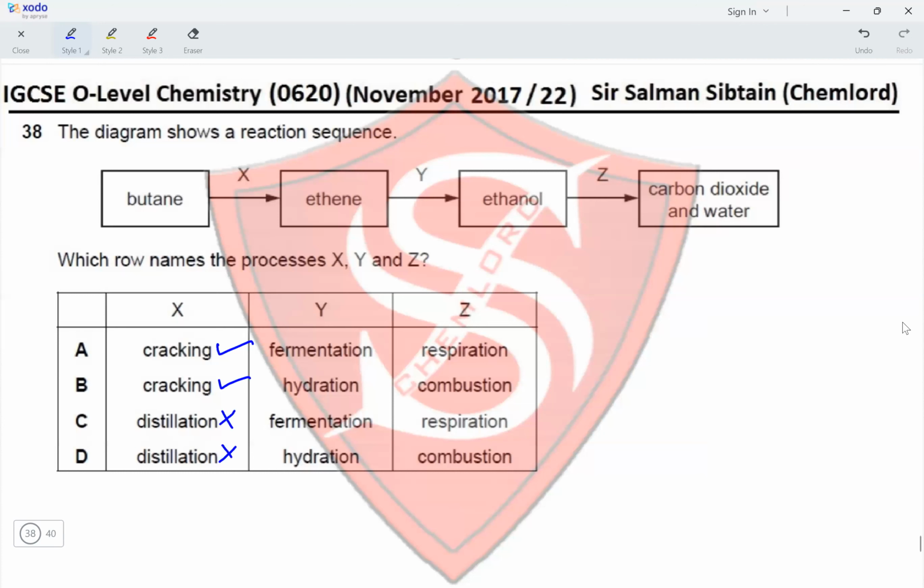Next, ethene is converted to ethanol. When ethene is converted to ethanol, steam is added onto ethene. So this process is known as hydration. So this eliminates option A. And ethanol is converted into carbon dioxide and water. So ethanol undergoes combustion to form carbon dioxide and water, making option B the correct option for this question.